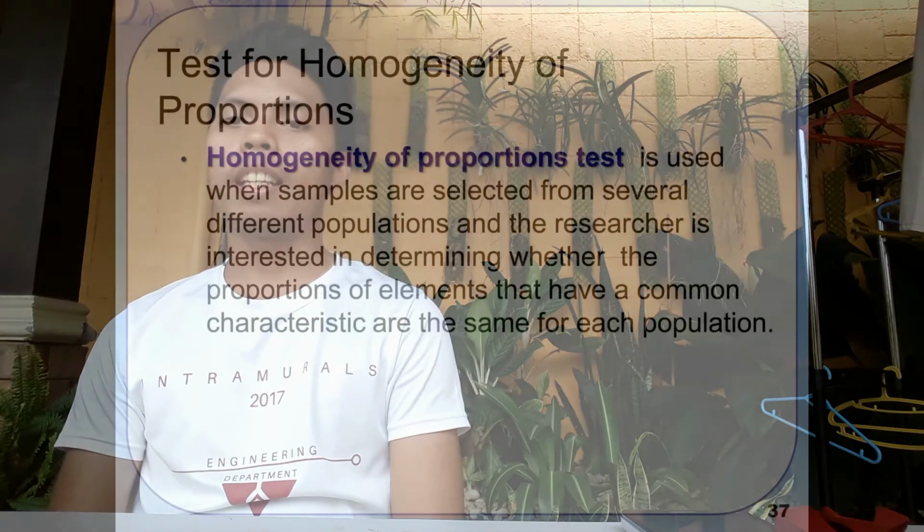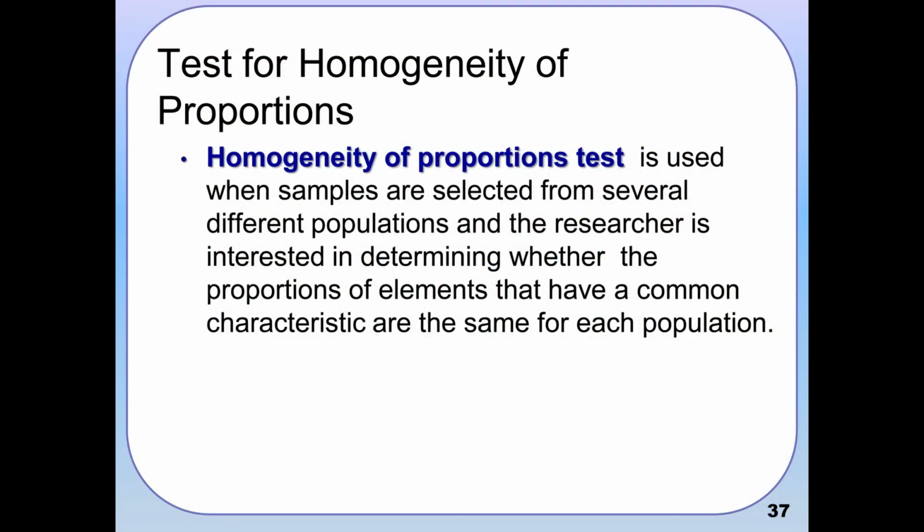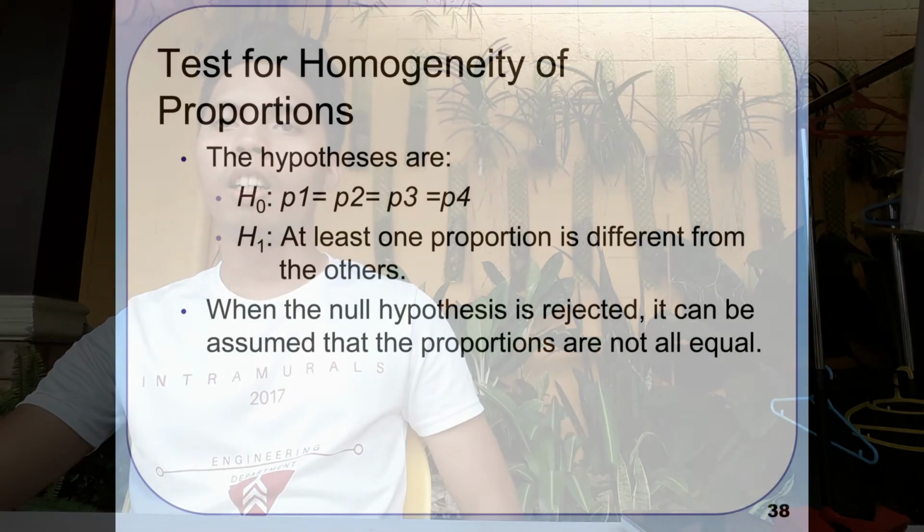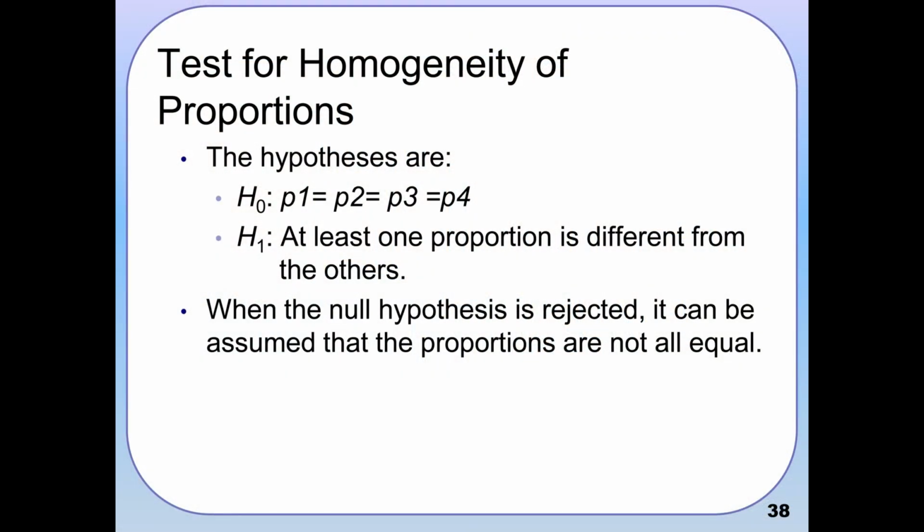Test for homogeneity of proportions. The homogeneity of proportions test is used when samples are selected from several different populations, and the researcher is interested in determining whether the proportions of elements that have a common characteristic are the same for each population. The hypotheses are H0: P1 equals P2 equals P3 equals P4. H1: At least one proportion is different from the others. When the null hypothesis is rejected, it can be assumed that the proportions are not equal.